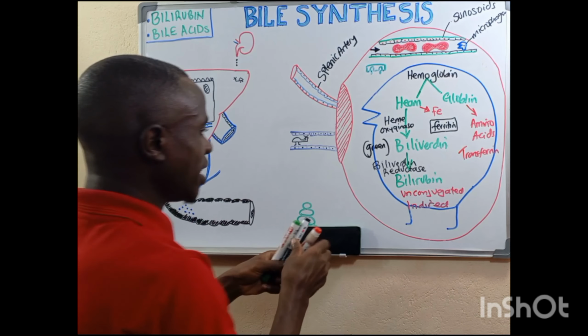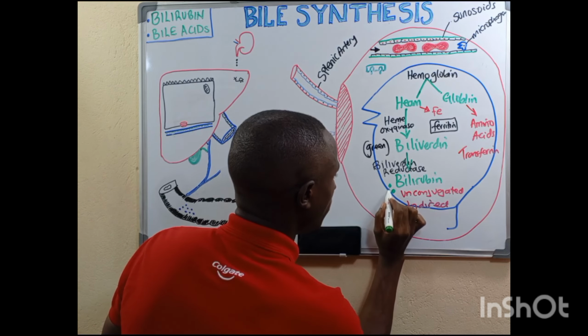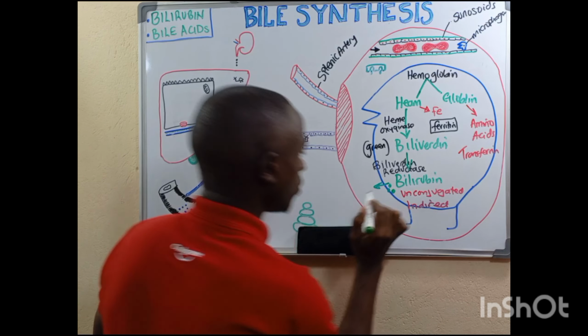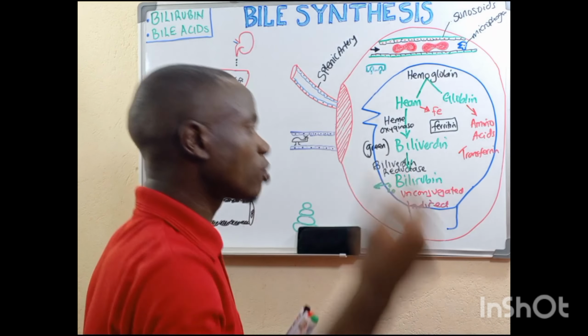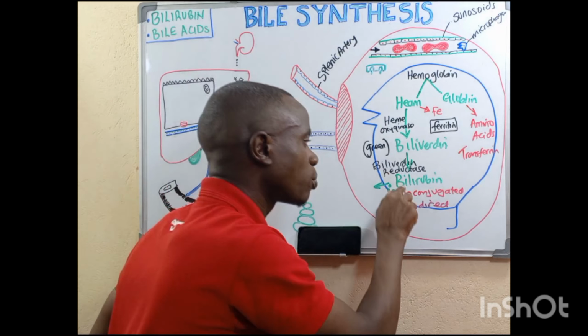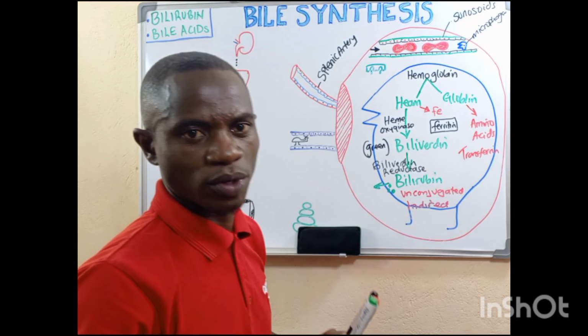So now you're going to be seeing this unconjugated bilirubin coming off from the macrophage. Because it is insoluble in water, it needs to be transported from the spleen and taken to the liver for the process of conjugation.